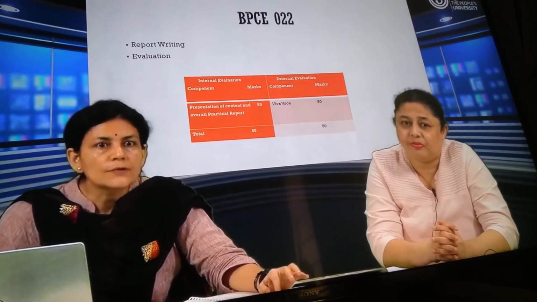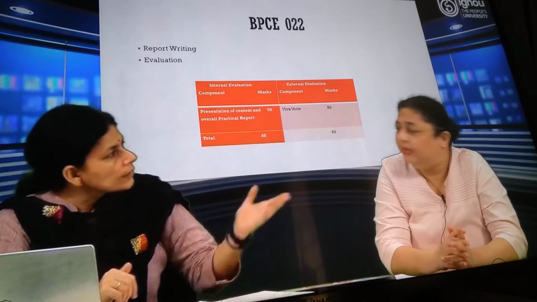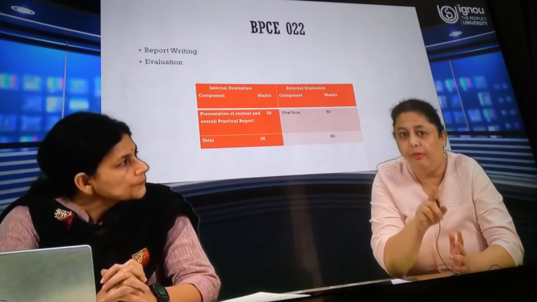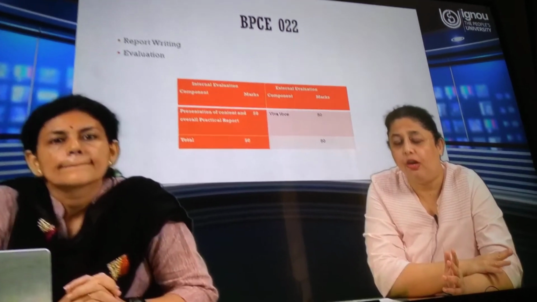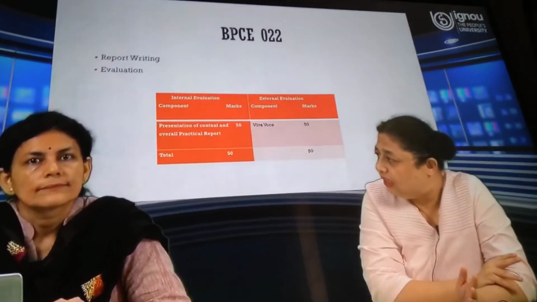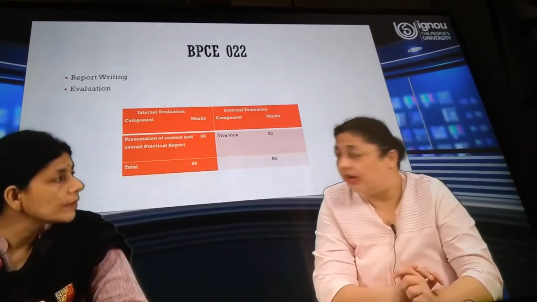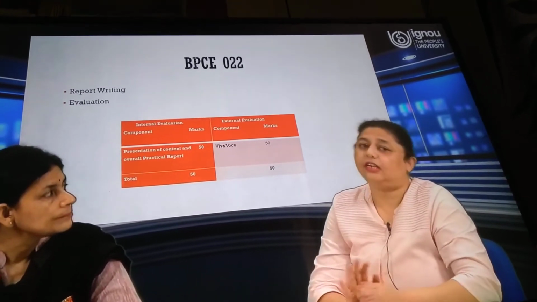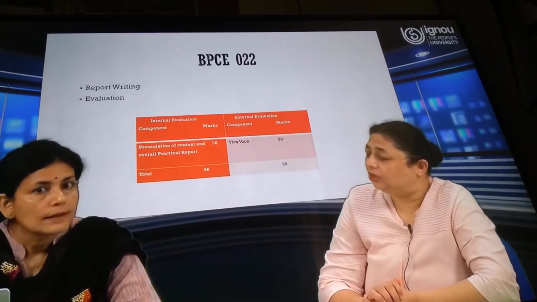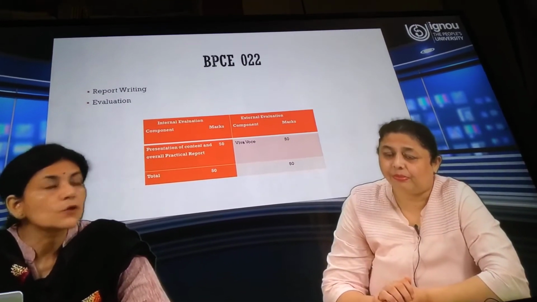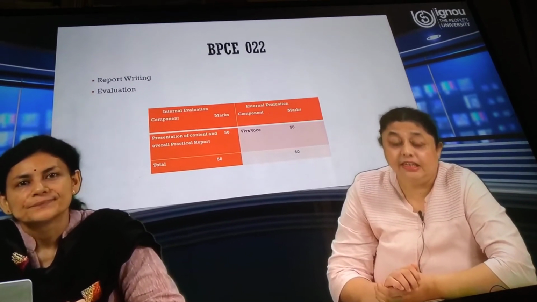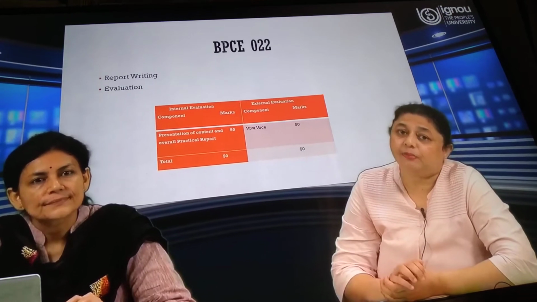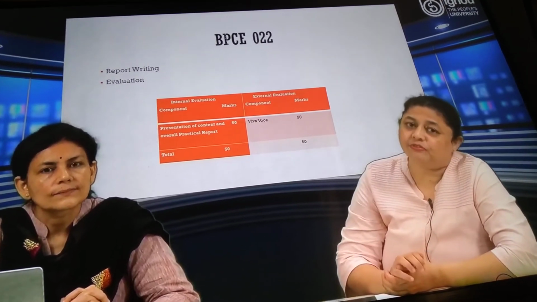Then the last part is the evaluation for BA. However, we have to remember, as with the offline practicals, for MA level the passing marks are 40. That is very important. And for BA level it is 35. That remains the same, and there is no re-evaluation. So it is important that you sincerely carry out these activities, report them well, and answer your viva as well.